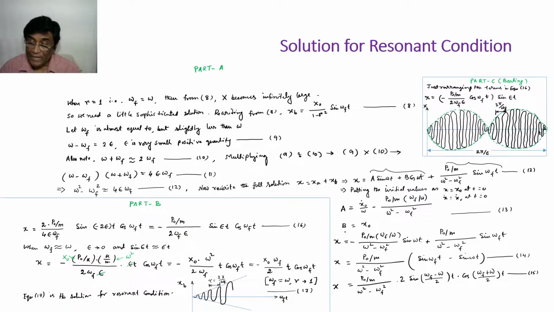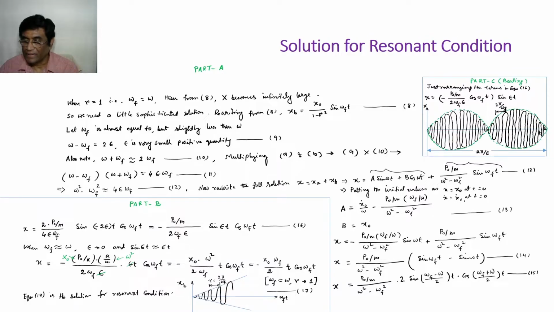Now we can write x equals minus this quantity, sine omega t plus, okay, now A and B, I am putting these values, and plus this quantity. So this is coming out, and then you are getting sine omega t minus sine omega_f t minus sine omega t.